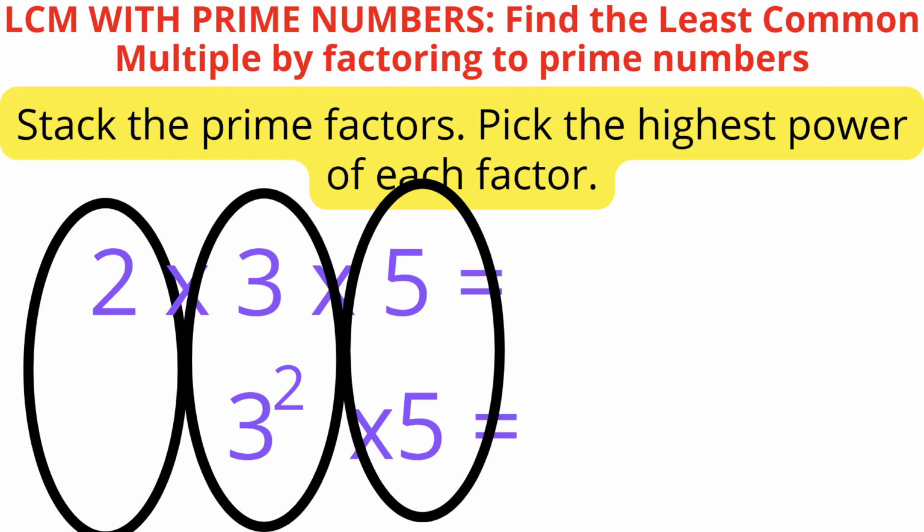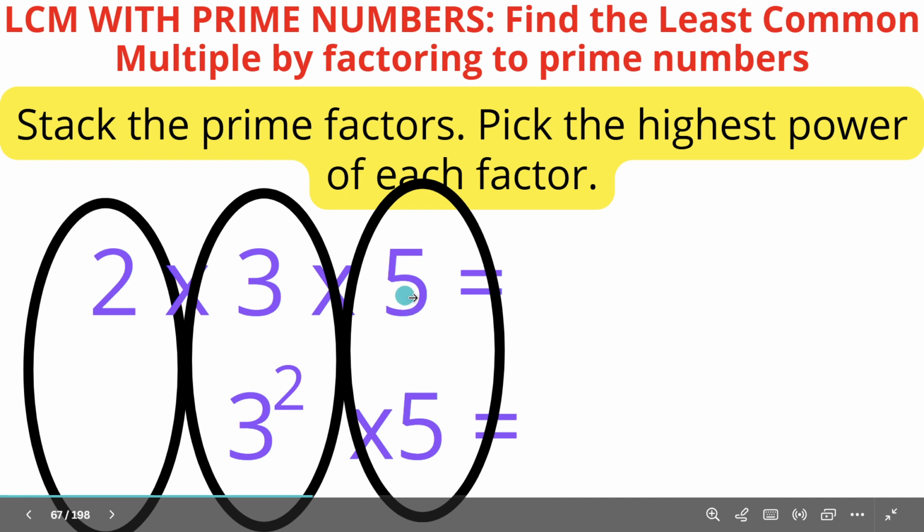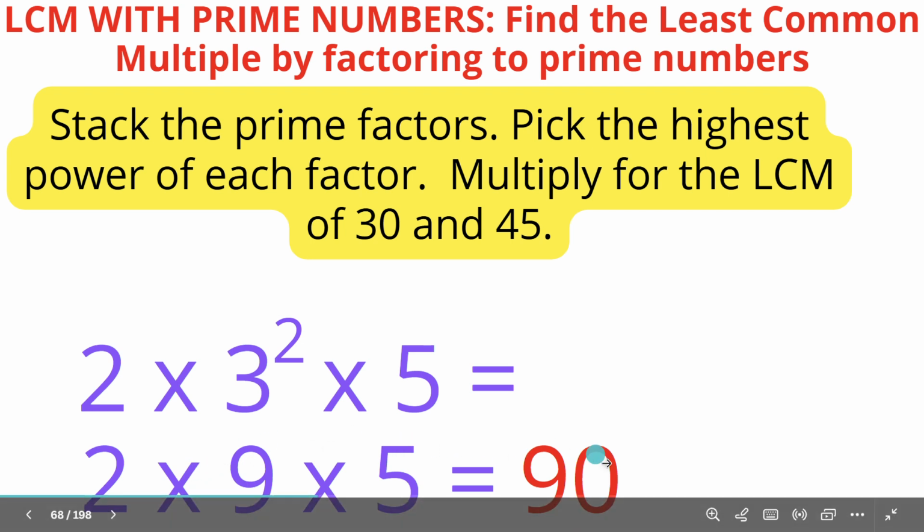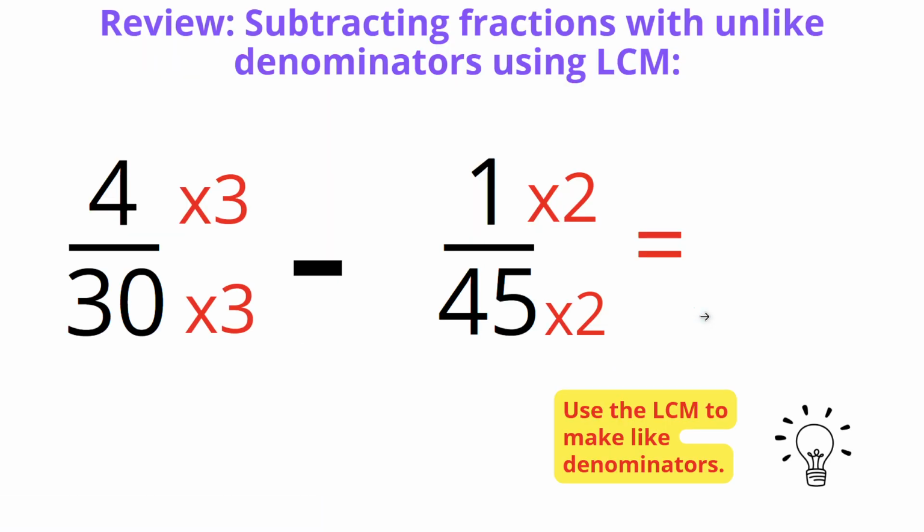And then there's a 5 and a 5. I'm going to pick one of the 5s. They're the same power. They're to the power of 1. It's just a 5 and a 5. I'm going to pick one of them. So I'm going to get 2 times 3 squared times 5. 2 times 9 times 5 is 90. The LCM for 30 and 45 is 90.